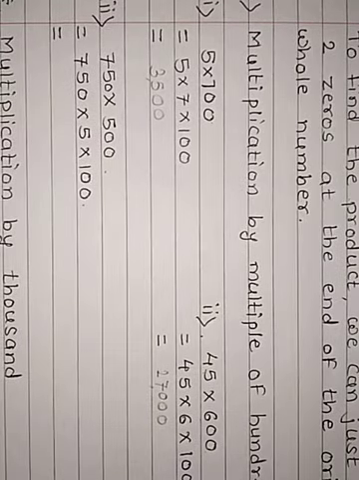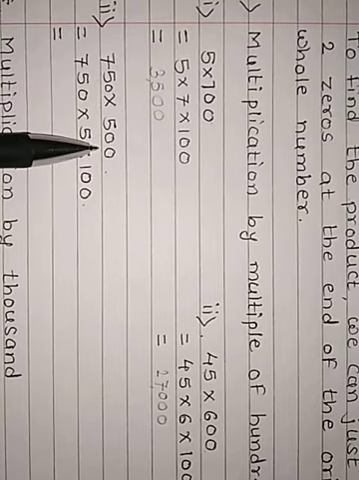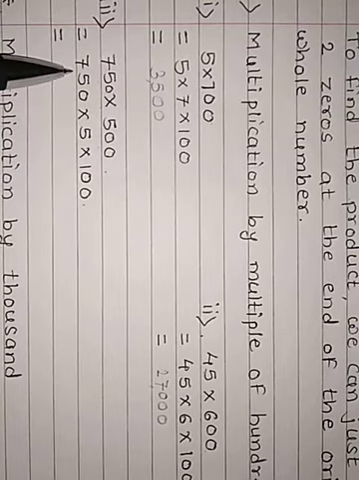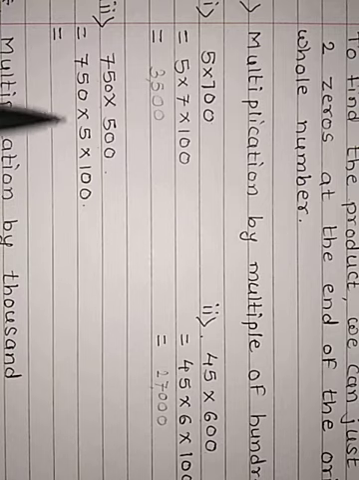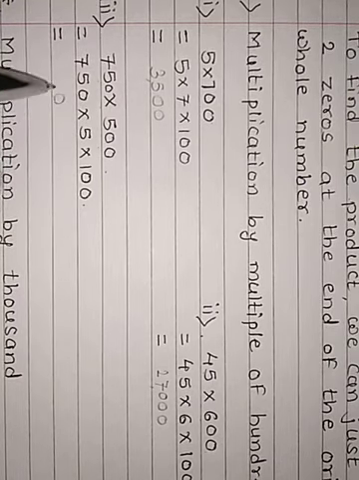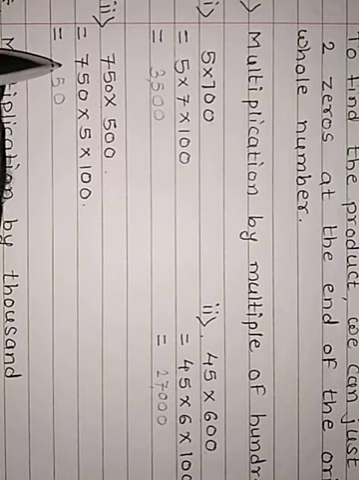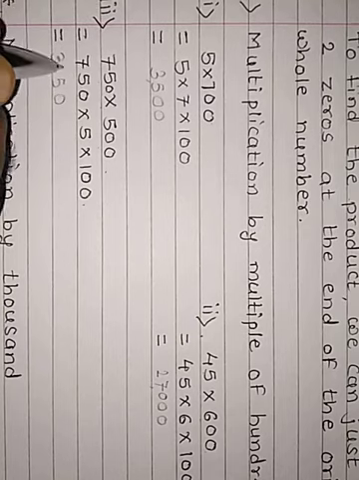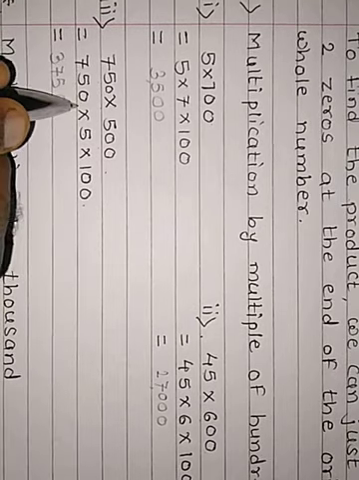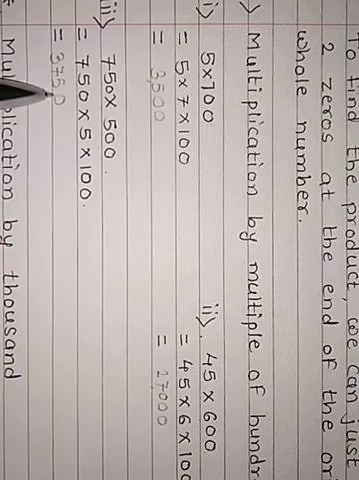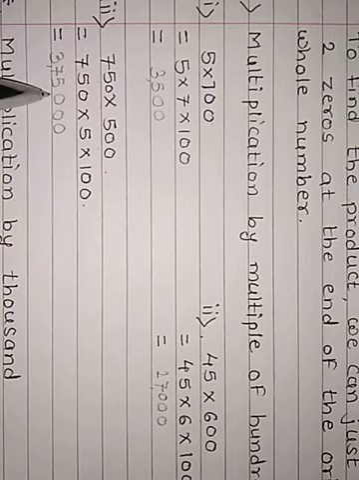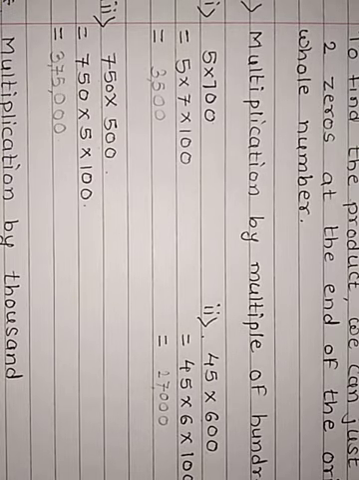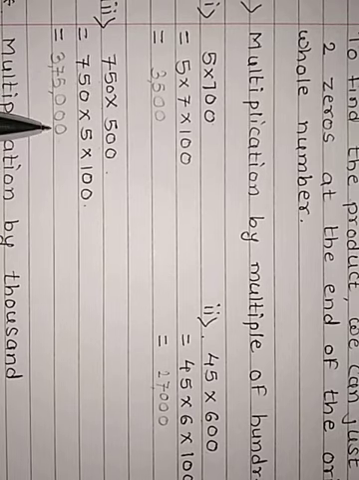Next number, we have 750 into 500. First we write 750 into 5 into 100. When we multiply 750 into 5, we get 3750, and afterwards we have to write 2 zeros. So the number will be 375,000.